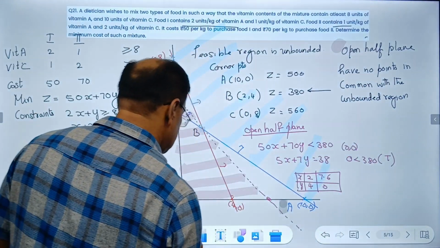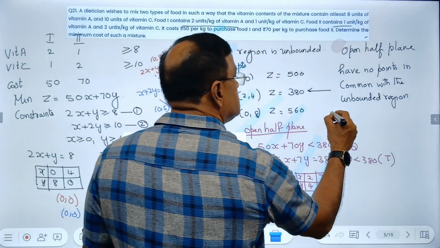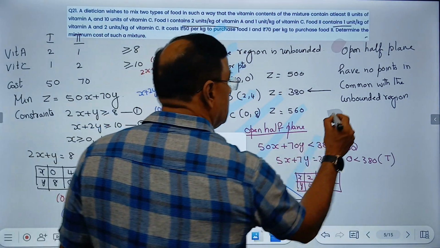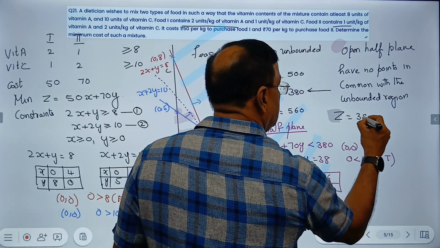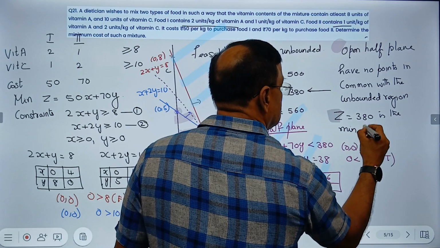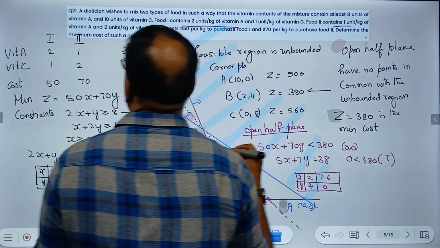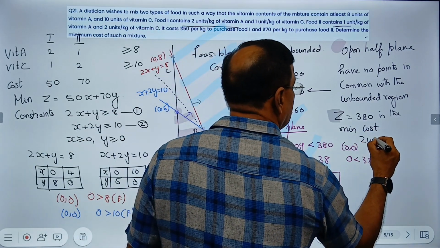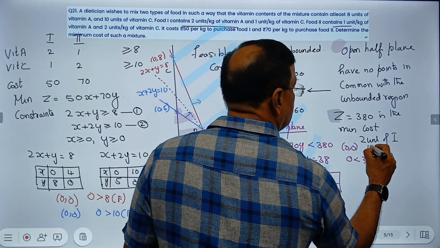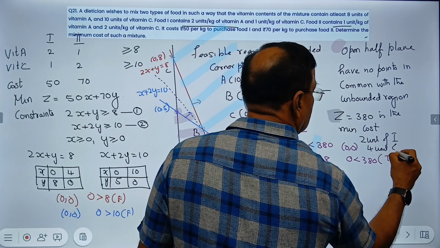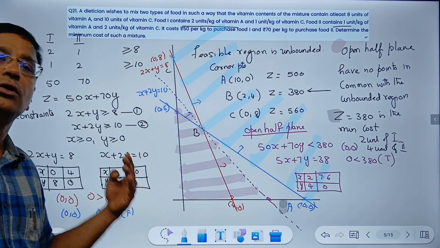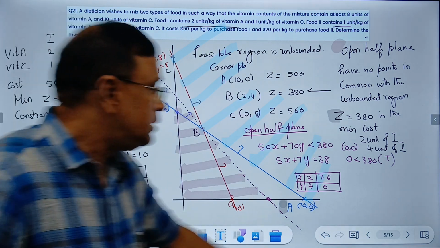Therefore, what is the answer? Therefore, z equal to 380 is the minimum cost for taking 2 units of food 1 and 4 units of food 2. So very simple, just like the previous question, it is not at all complicated. Is it clear? Now let's go to the next question.